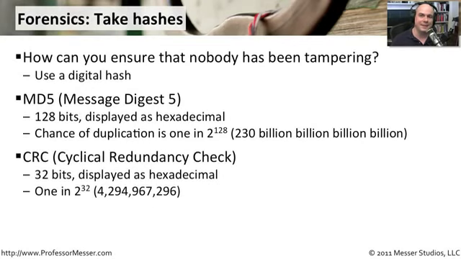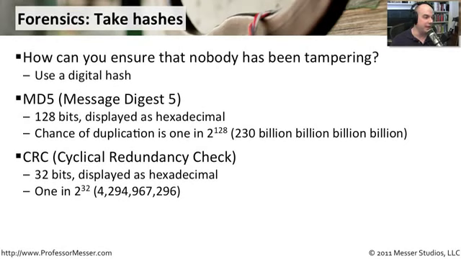Another type of hash is a CRC, or cyclical redundancy check. This is a much smaller type of check. It's only 32 bits long. Again, it is displayed as hexadecimal, and you can see the chances here of having a CRC duplicated after a change, 1 in 2 to the 32nd power, which is just over 4 billion to 1. In your hardware, maybe hard drive checks and memory checks, they use CRCs. That's a really good way to use that technology because it can be calculated relatively fast, and you can see it very, very quickly as it goes by.